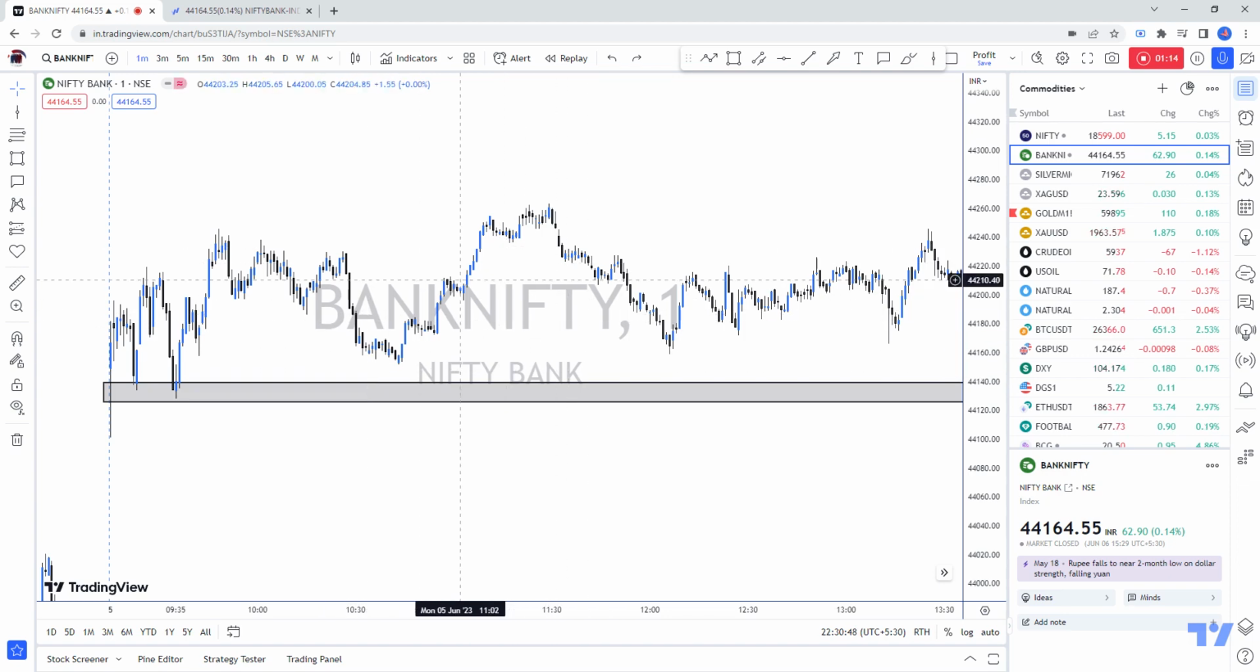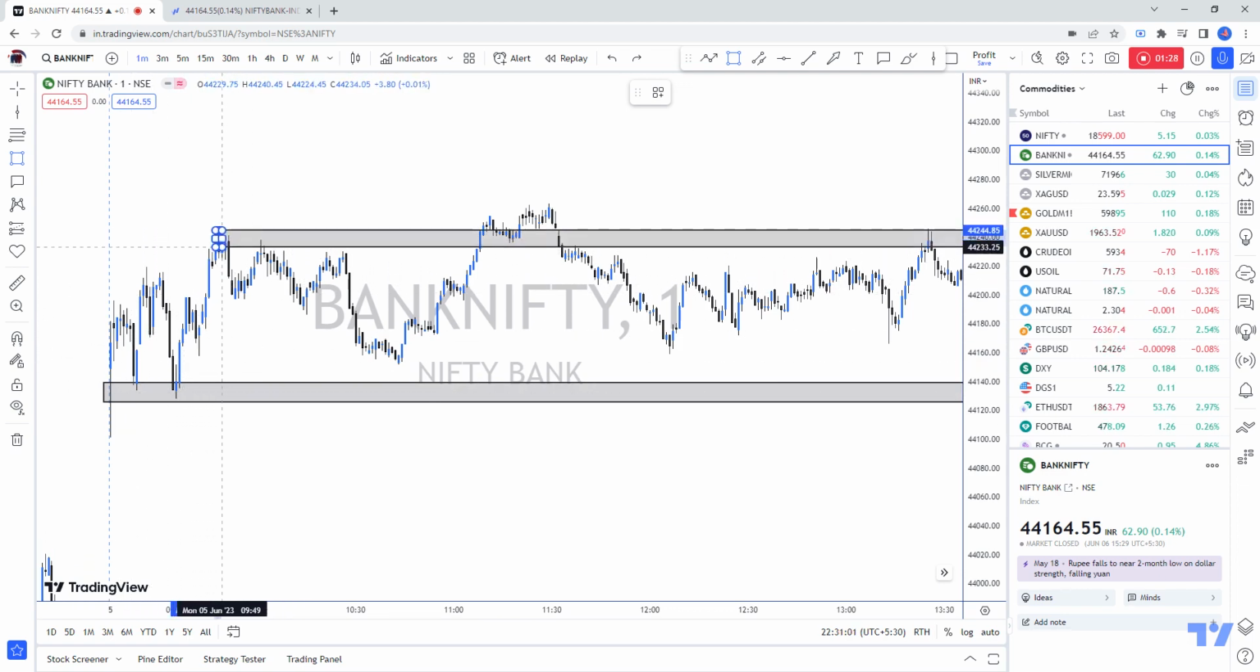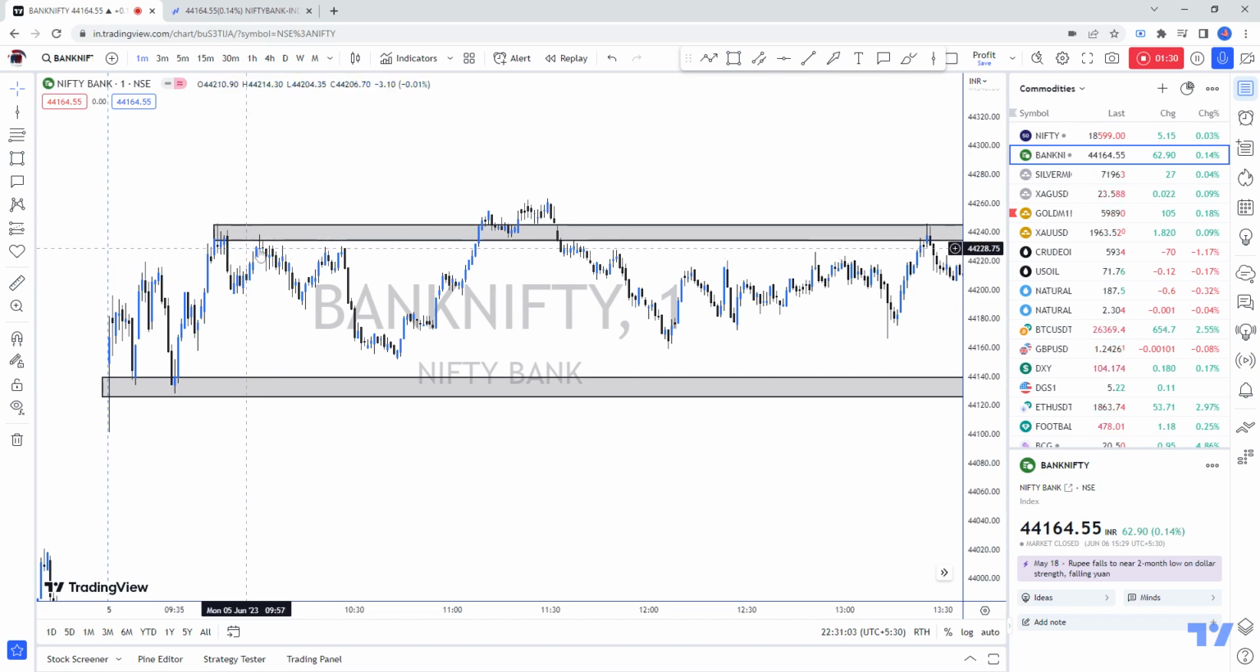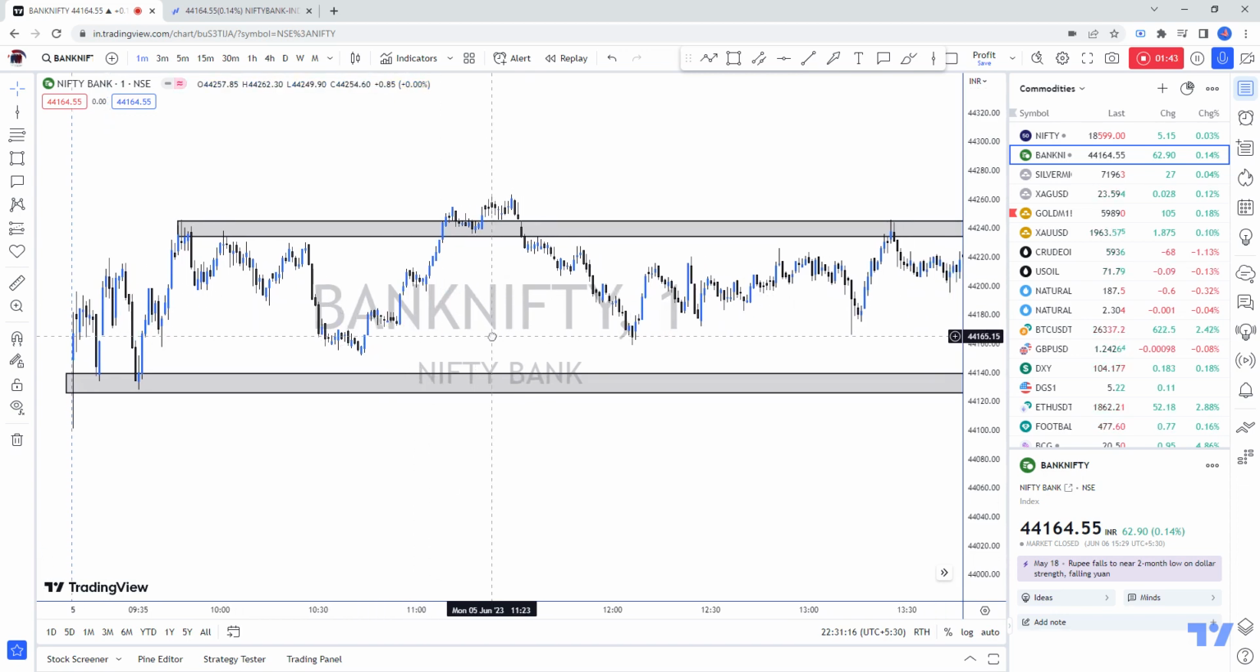Now similarly, you have to draw the area where the market is making resistance. So here you see two supports, and after these two supports, this is the point where I can see the market made two resistances. You will find this scenario approximately by 10 or 11, in the morning or maybe in the afternoon. Then you have to see where the false breakout occurs.